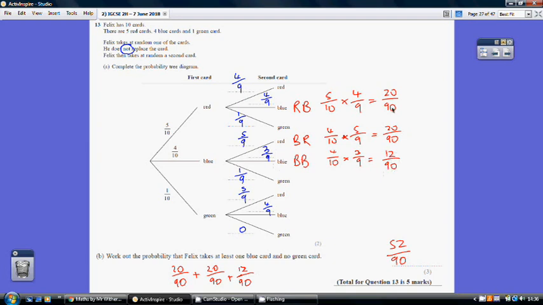Now we don't mind whether it's this option or this option or this option. We add these 3 together. So you add together when it's an or, 20 over 90, add 20 over 90, add 12 over 90, gives us 52 over 90. You could simplify this, but you don't need to for full marks.